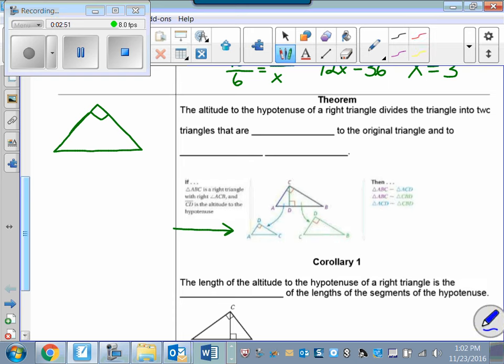So the altitude to the hypotenuse, this would be right here. This would be the altitude to the hypotenuse of a right triangle. This is our right triangle that I drew in green. It divides the triangle into two triangles that are similar to the original triangle and to each other.